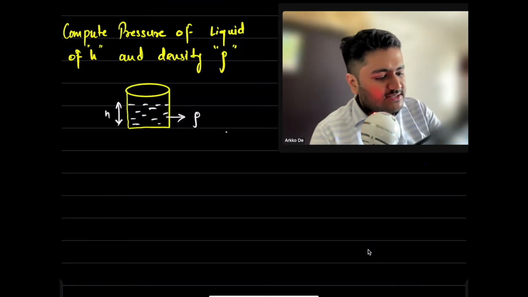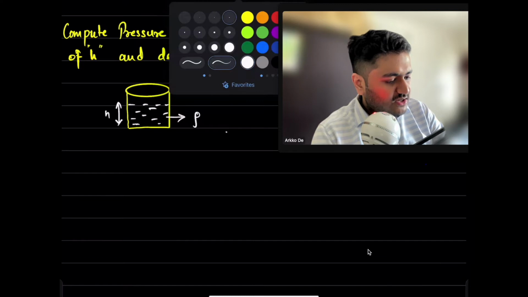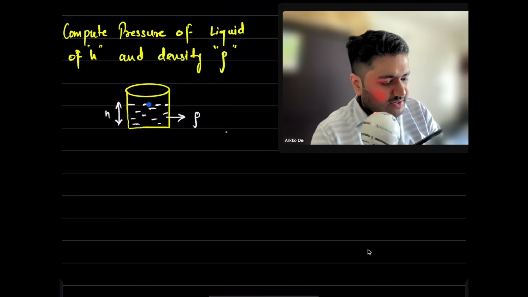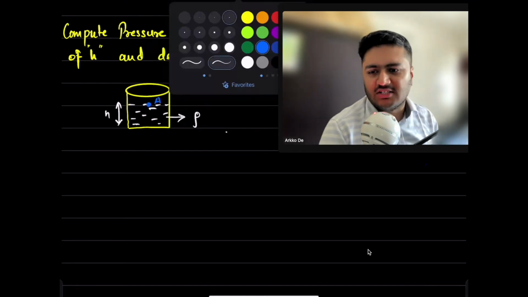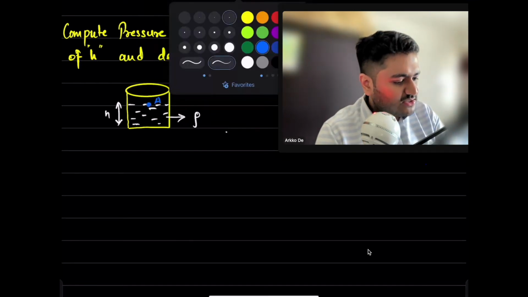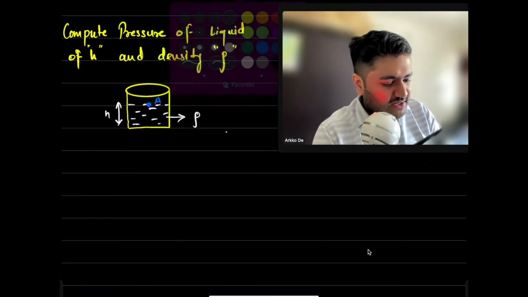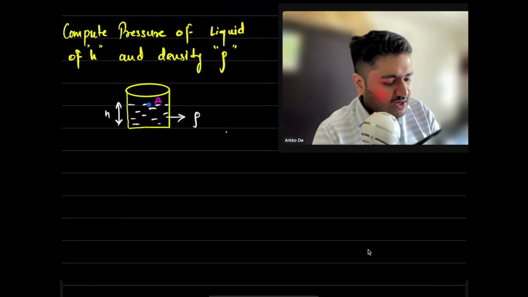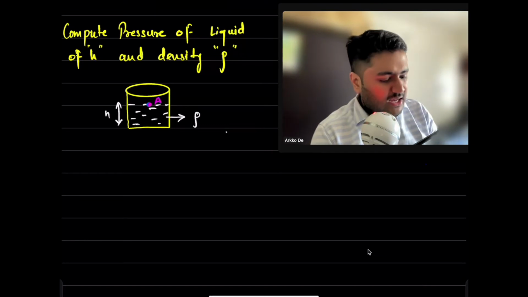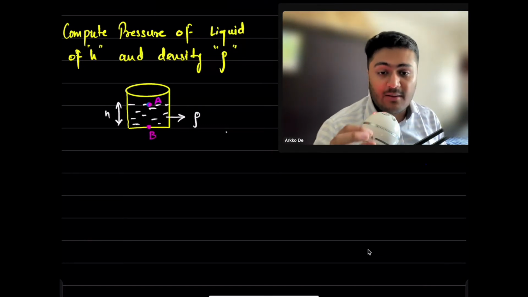Alright, now let's take 2 points on this vessel. So let's take point A. I suppose this is a darker color. Let me take a lighter color. Okay, let's take pink. I guess pink will be visible. So let's take a point A and a point B. Our objective is to compute the pressure at point B.